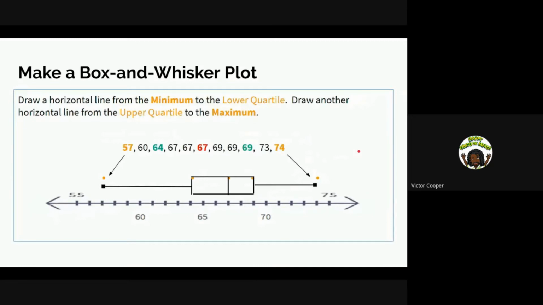And then the whisker part comes from sticking in the maximum and minimum at either end. A line connecting that minimum to the box and a line connecting the box to the maximum. And we are all done creating our box and whisker plot.